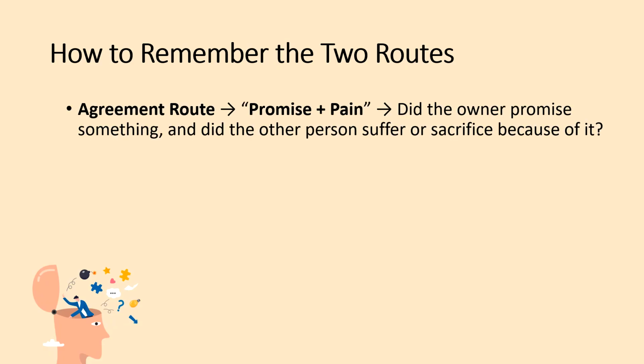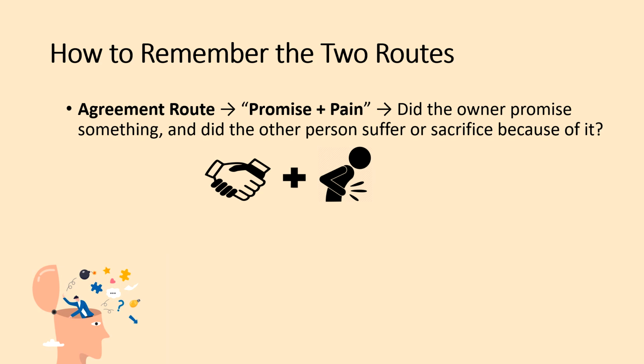How to remember the two routes? If you're struggling with this, think about some keywords. For the agreement route, you can remember the two P's: promise and pain. Those are the two elements we need. A promise or agreement, and then a detrimental reliance, some kind of pain or suffering or sacrifice because of this promise.